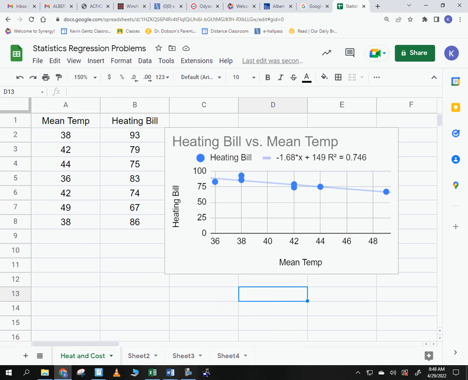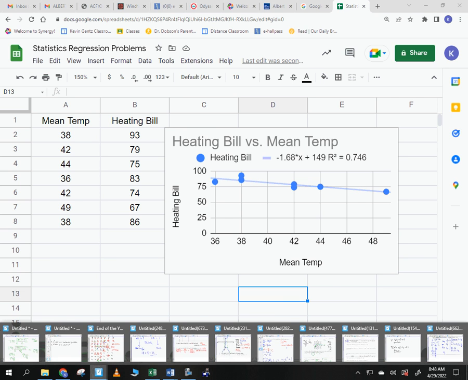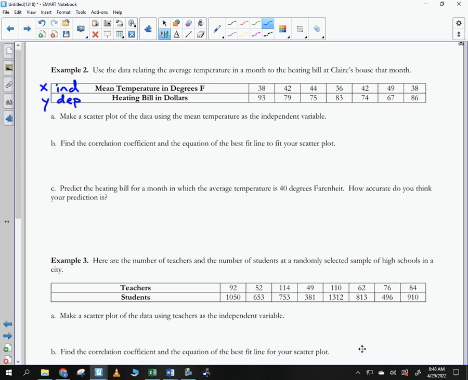All right, here we go. So please make sure that you have your screen available so you can help me out as I go to this part of my screen. It says find the correlation coefficient and equation for the best fit line. Instead of writing y equals mx plus b, I'm going to use y, which is your heating bill, so dollars, is equal to, can somebody tell me what the equation was? Negative 1.68, what was it?